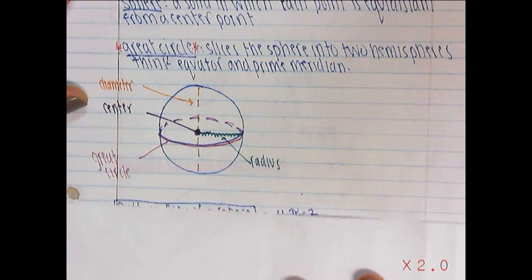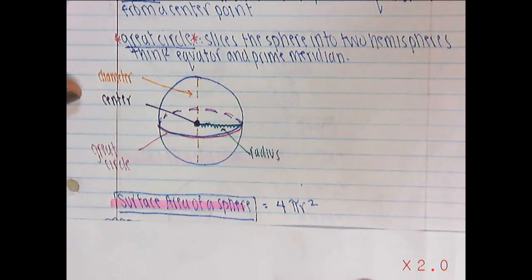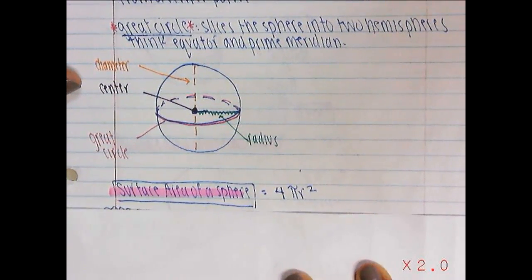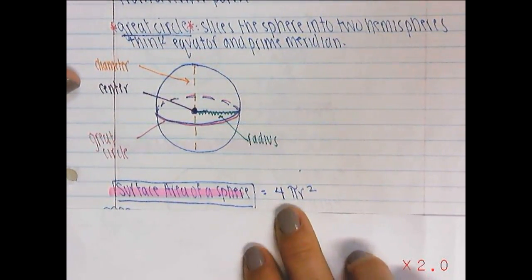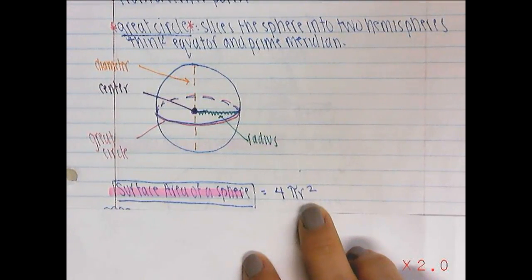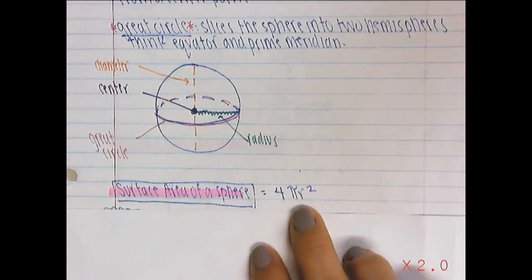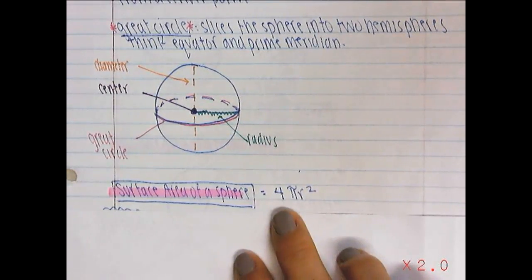So that is our sphere, our diameter, our center, our great circle, and our radius. The next thing we want to talk about is the surface area of a sphere. The formula for that is 4 times pi times your radius squared. So just think area, pi r squared, but times 4.